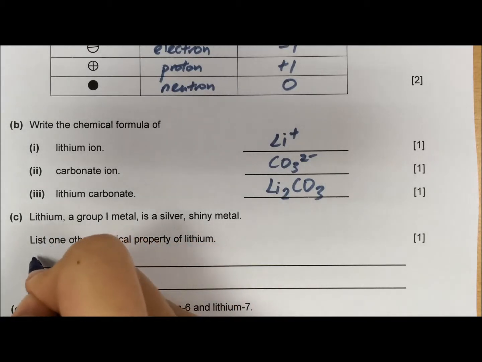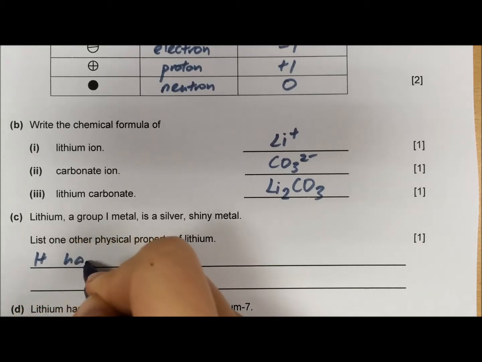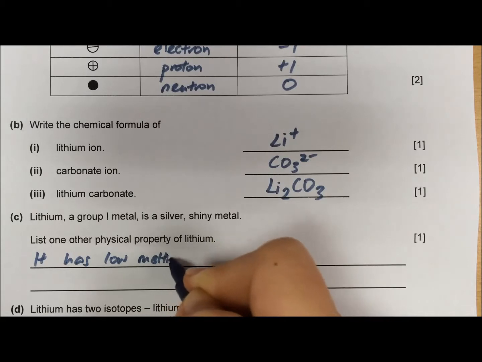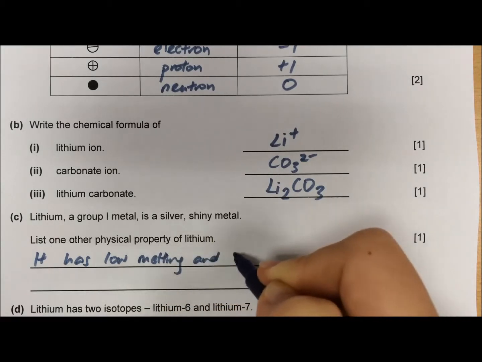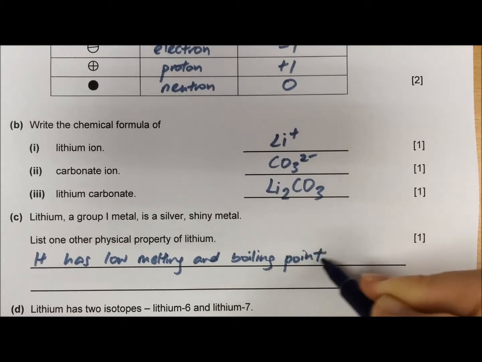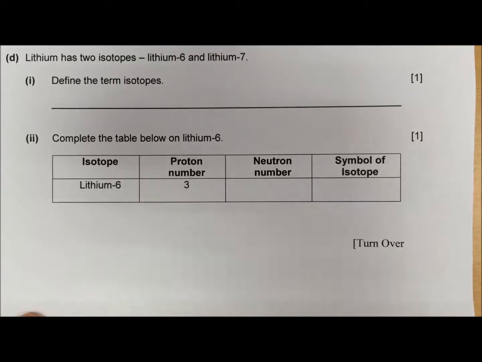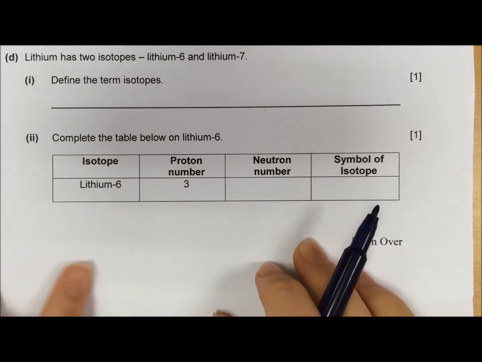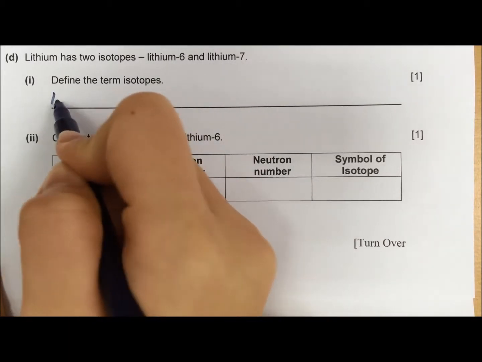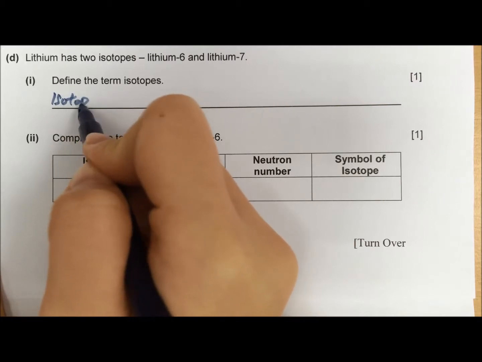Okay, part C. So talking about group 1 metals again. So another physical property is that it has low melting and boiling point, other than it's shiny and silver. Okay, you can also say it's low density. Okay, part D. What are isotopes? So by memory, this is the answer.